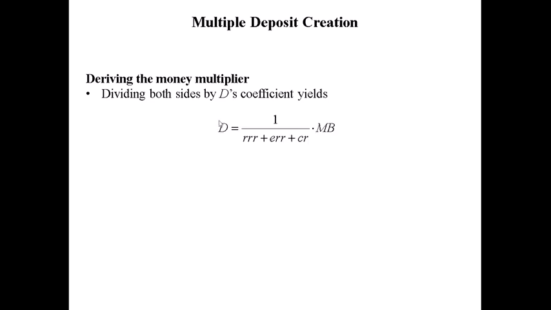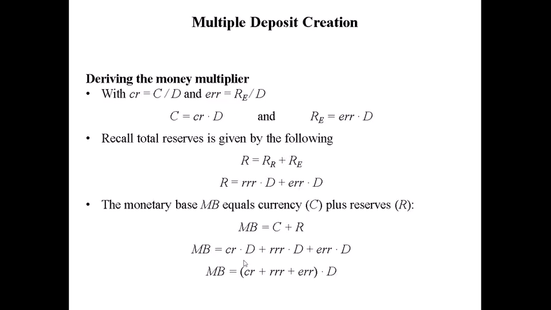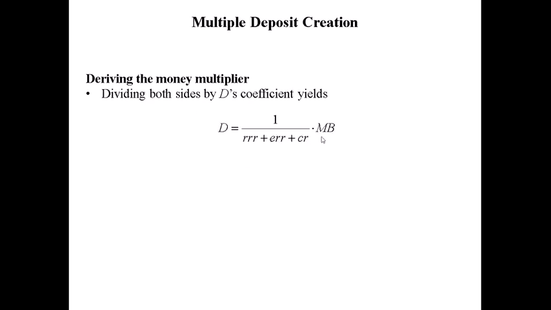Now if I divide both sides by D, its coefficient, I get this. So this is the coefficient. And I want to move the stuff in parentheses to the left side, which I do here. So the left side becomes the right side, and the right side becomes the left side. So demand deposits equals 1 over the sum times the monetary base.